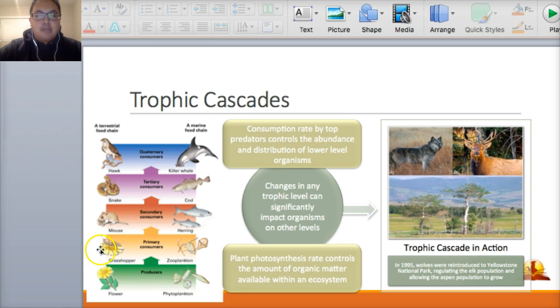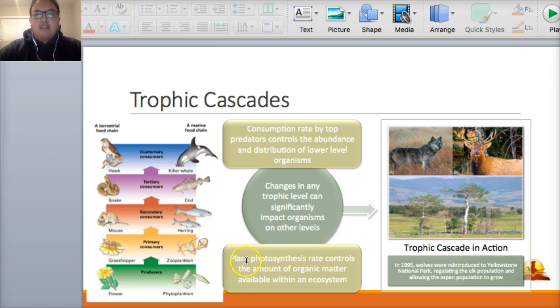So basically, here's an example of a food chain. You have producers at the bottom, like flowers or phytoplankton that do photosynthesis, and at the top you have your consumers, or third level, fourth level consumers, like birds, like sharks, things like that. Okay. Changes in any trophic level can significantly impact organisms at other levels. So for example, if all of a sudden grasshoppers cease to exist, there might be an overabundance of flowers, or the mice that eat the grasshoppers die off because there are no more grasshoppers. So that's what we mean by it affecting trophic levels.